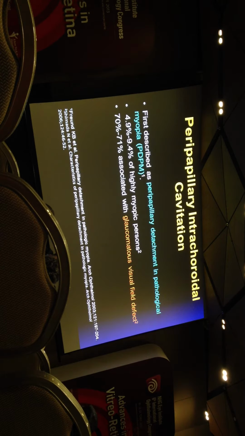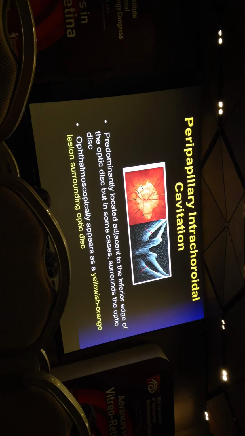So some other findings that have been described that may be of interest in future is peripapillary intrachoroidal cavitation. That's already a mouthful. The term was even longer before, but it's been described in very highly myopic people, and some studies have shown that they have glaucomatous visual defects in up to 70% of these people. And what you see is this gap between the choroid and the rest of the retina around the optic disc.